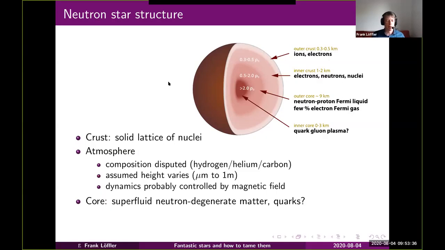If you go a bit deeper than the crust, things get more and more uncertain. What most people assume is that it's a superfluid, neutron degenerate matter. Maybe you have quarks in there. Nobody really knows what's inside one of those stars. So that's really a quite mysterious object still. It's really hard to figure out what it looks like.